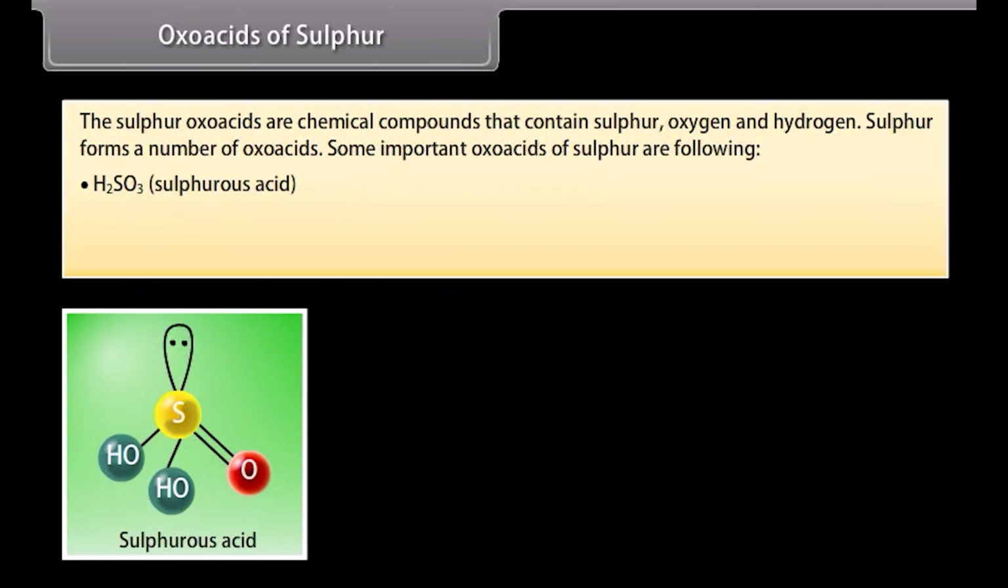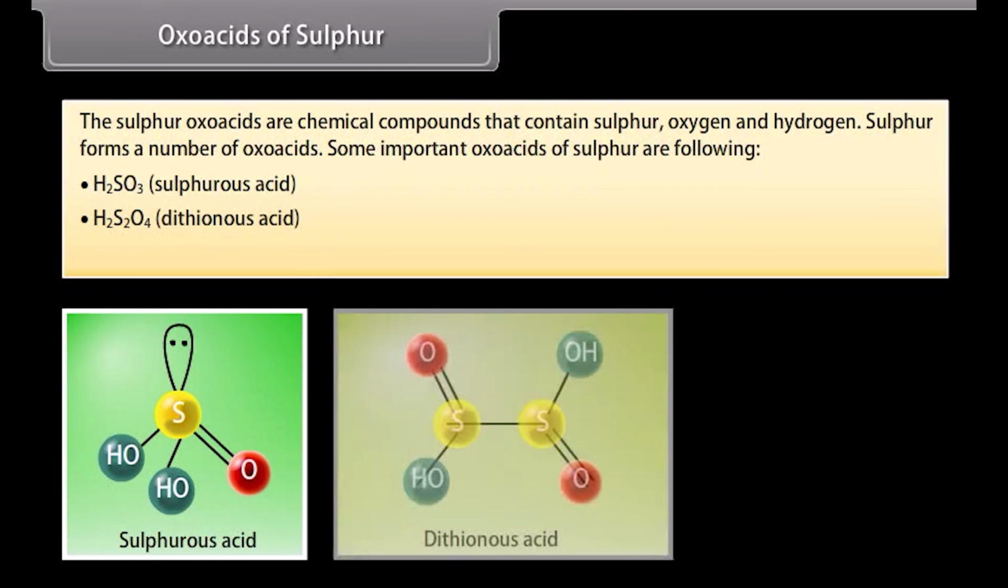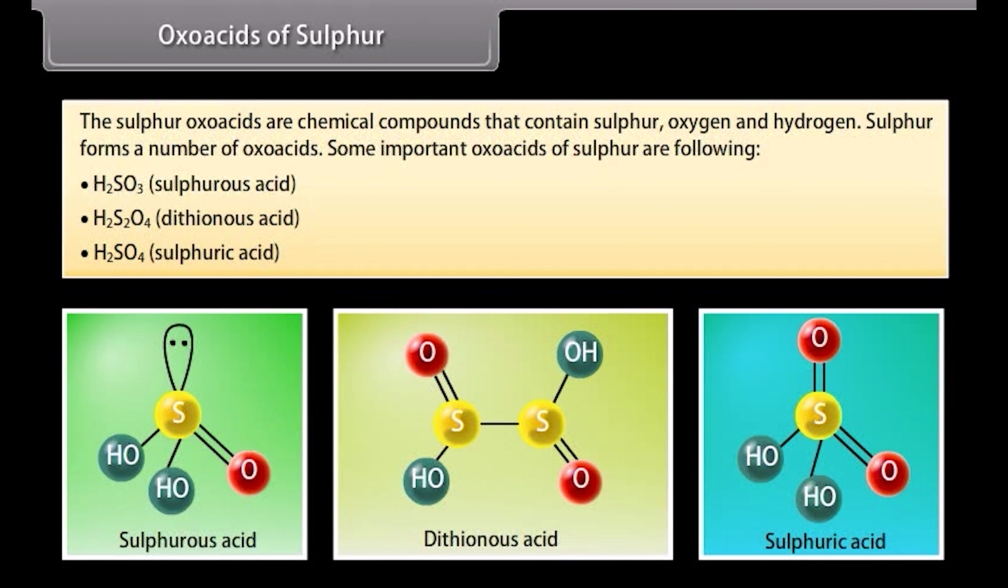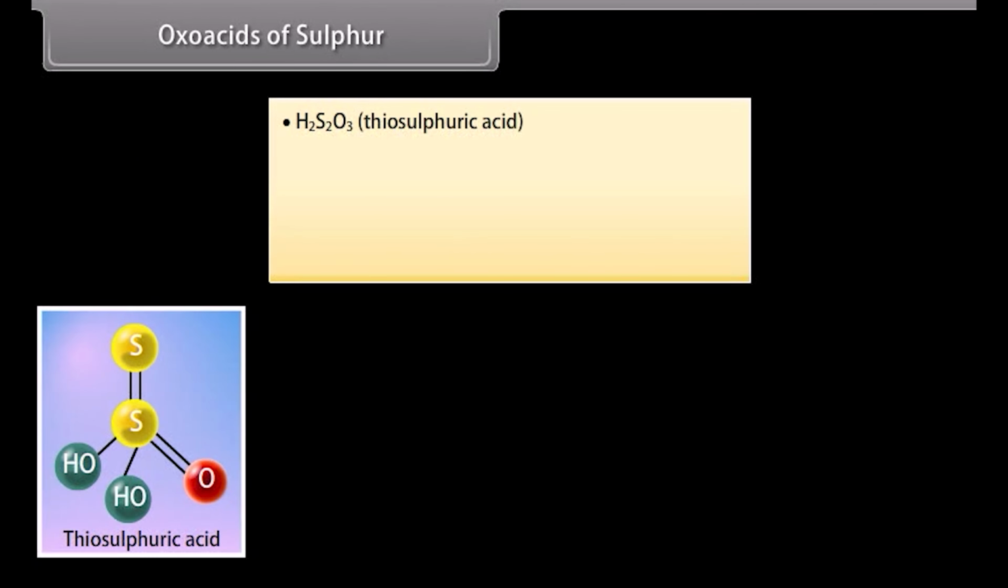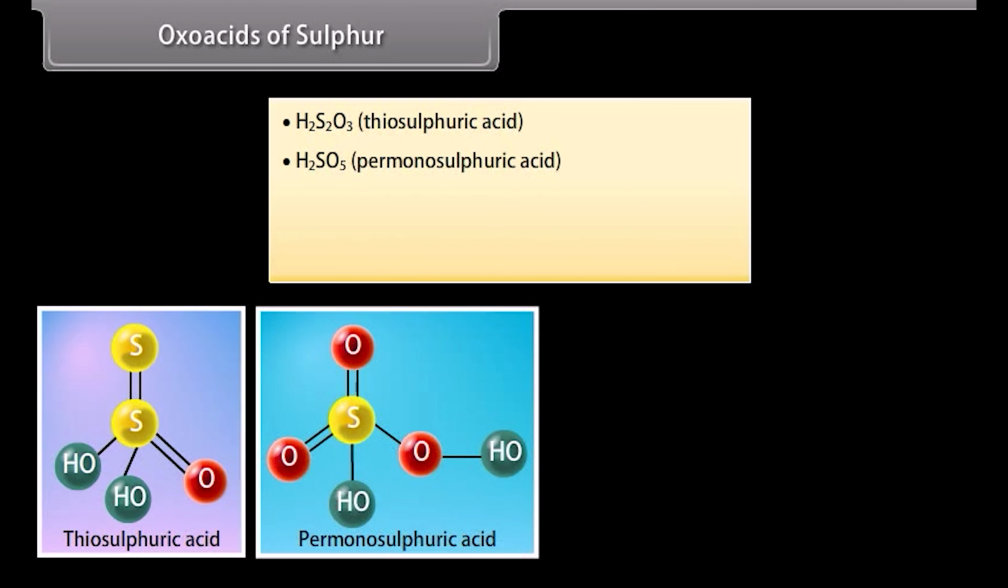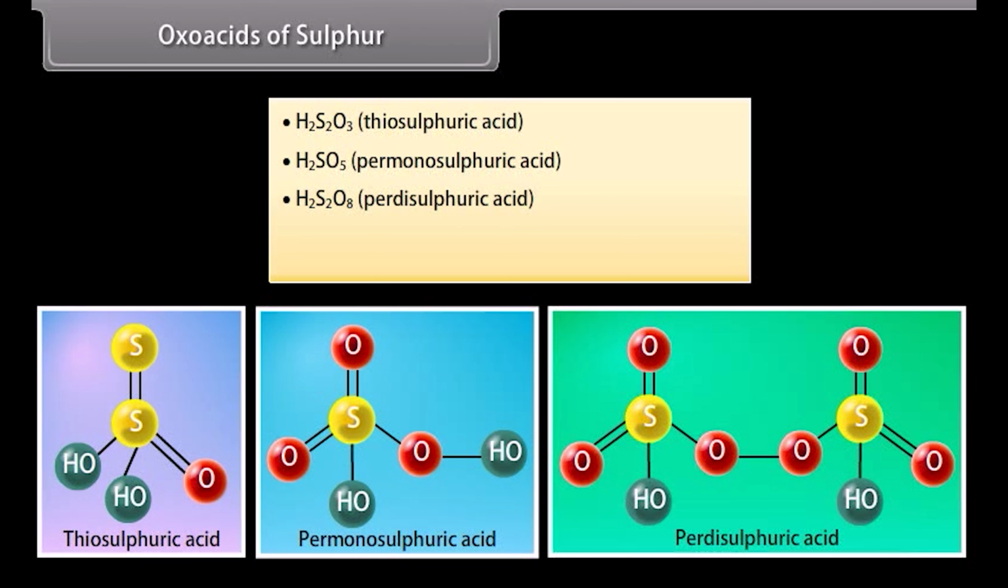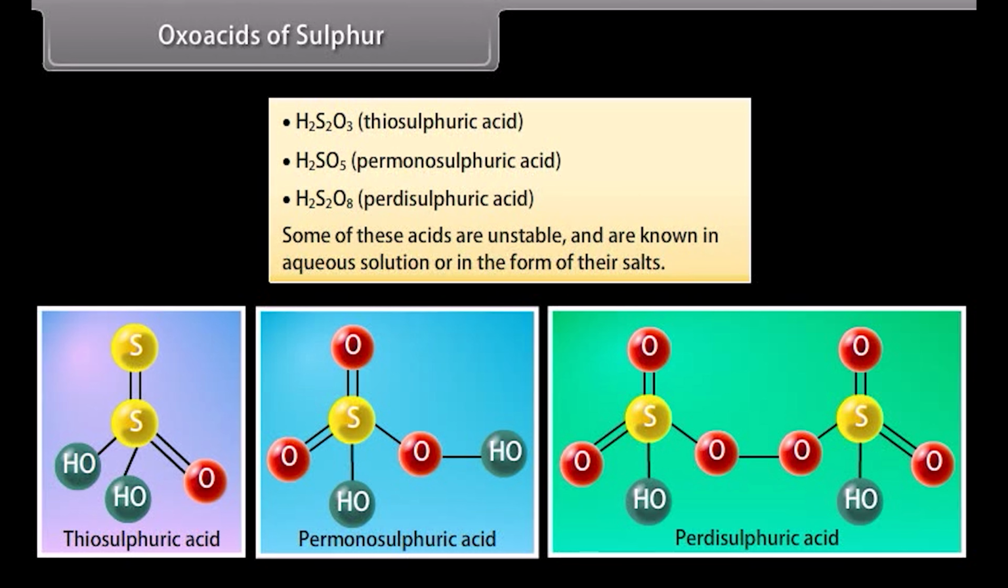H₂SO₃, sulphurous acid; H₂S₂O₄, dithionous acid; H₂SO₄, sulphuric acid; H₂S₂O₃, thiosulphuric acid; H₂SO₅, peroxomonosulphuric acid; H₂S₂O₈, peroxodisulphuric acid. Some of these acids are unstable and are known in aqueous solution or in the form of their salts.